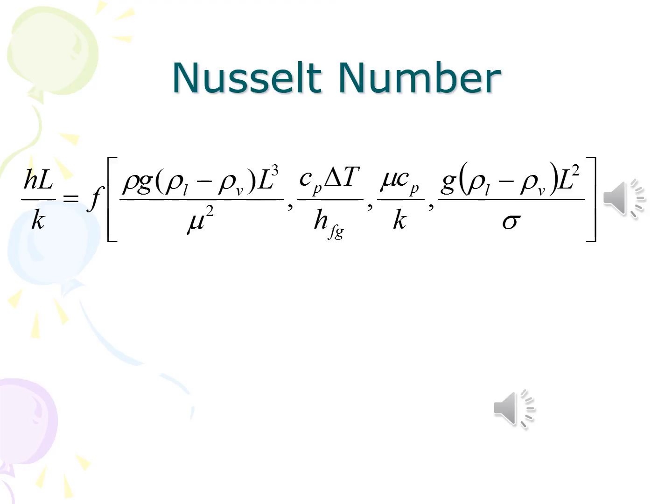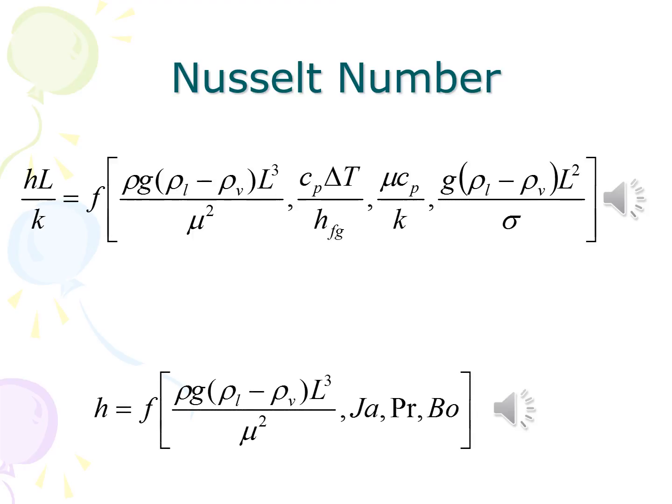As with other forms of convection, the Nusselt number in boiling convection has been found to be a function of various dimensionless numbers. These dimensionless numbers include the Jacob number, the Prandtl number, and the Bond number.